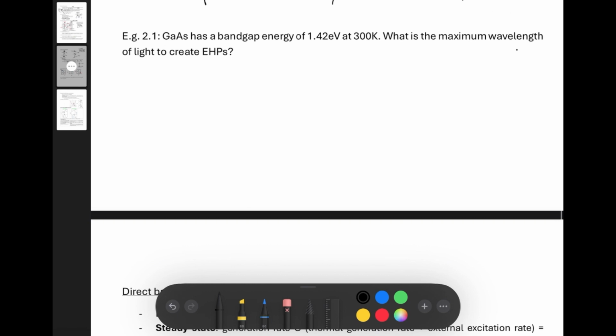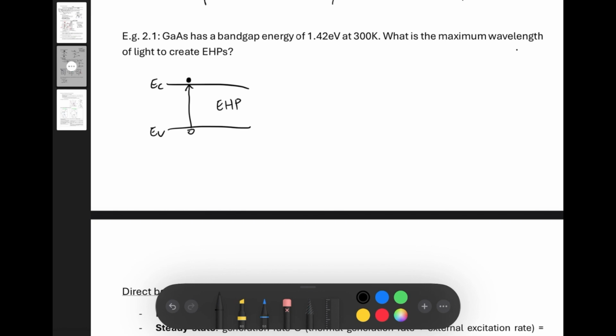And we look at an example here, it should be quite easy. Gallium arsenide has a bandgap energy of 1.42 eV at 300K. What's the maximum wavelength of light to create electron hole pairs? So okay, first, what is an electron hole pair? As you can recall, when the electrons are elevated or excited to the conduction band, there's a hole here and an electron here. So as you can see, when they're excited to the conduction band, it leaves a hole and it brings the electron. So this is called an electron hole pair because the electrons and holes are created in pairs.